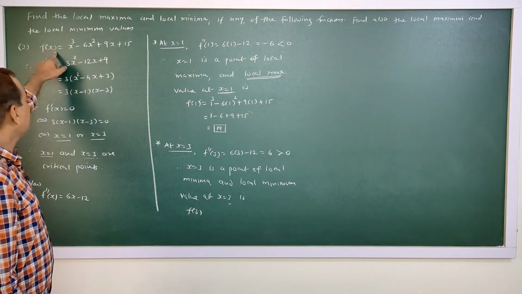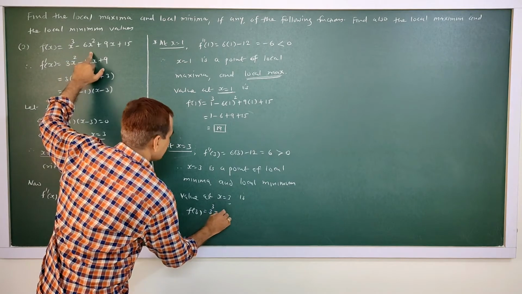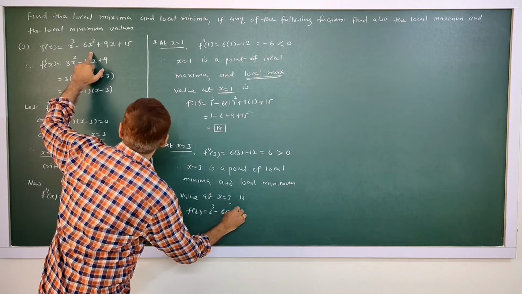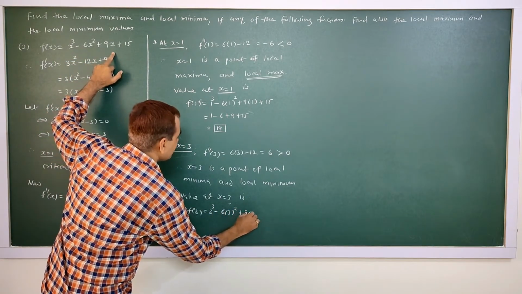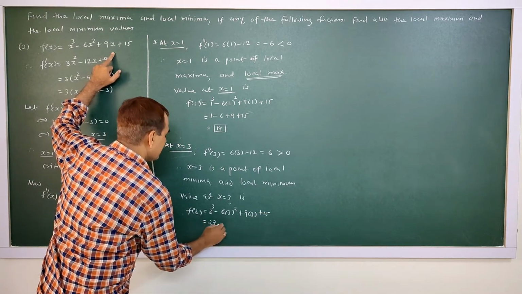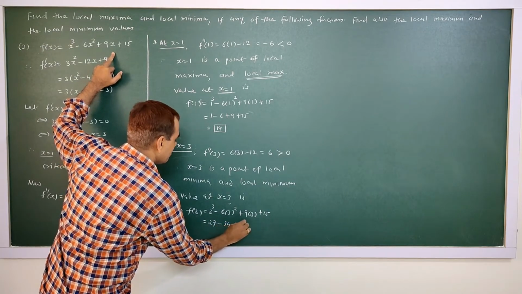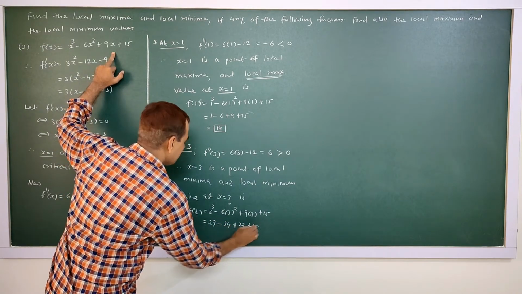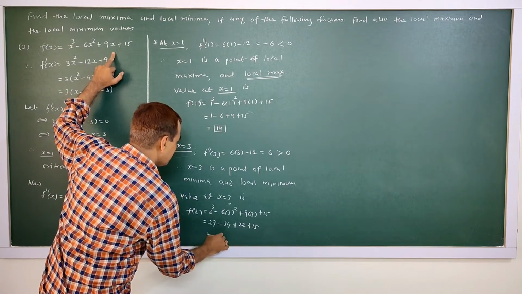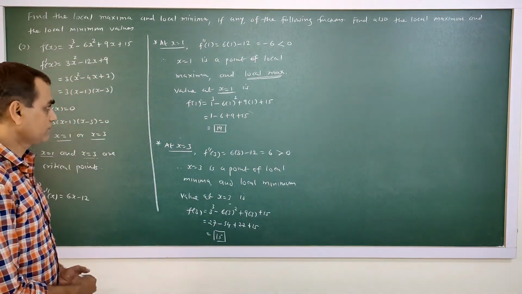So f of 3 is 3 cubed minus 6 into 3 square plus 9 into 3 plus 15. So 27 minus 54 plus 27 plus 15. So this is 15. So 15 is the local minimum value.